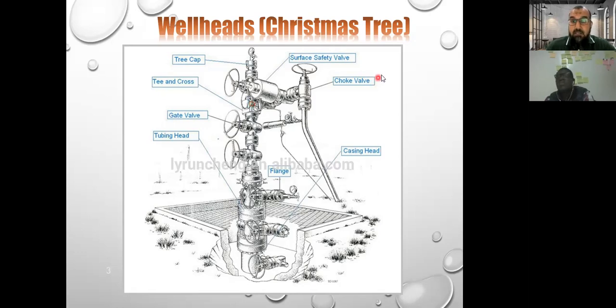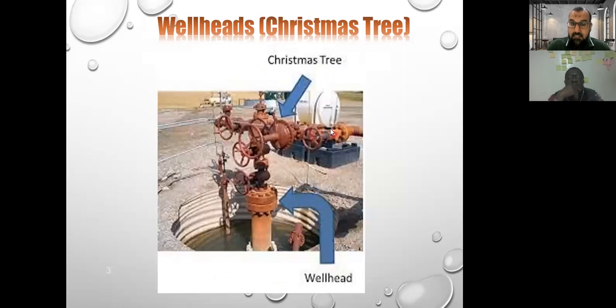All right. This is how the Christmas tree looks, and it is very important to understand why this group of valves is required at the first stage when we just receive the oil from the reservoir, from the well. This is another photo, a real photo from the site. This is the Christmas tree, and this is the wellhead. So this is the wellhead here, and above the wellhead is the Christmas tree.